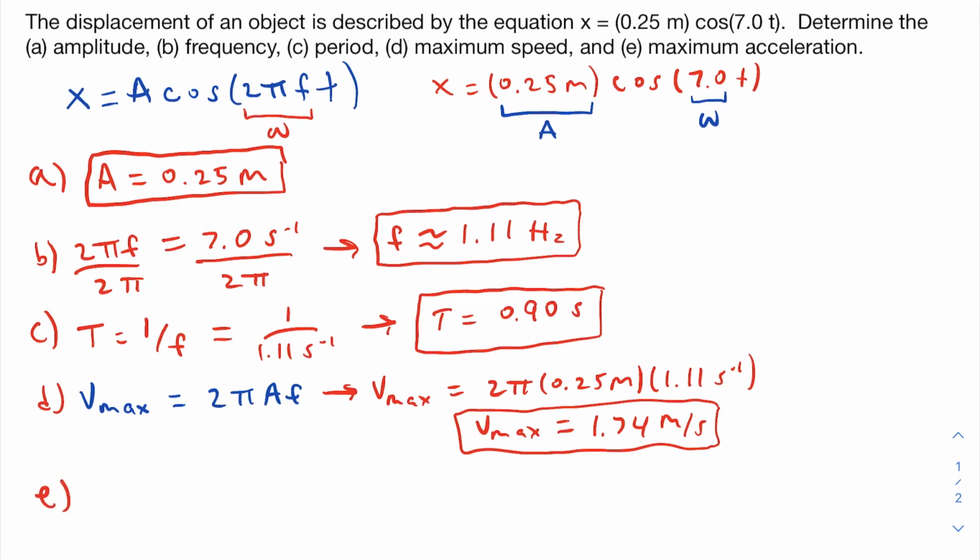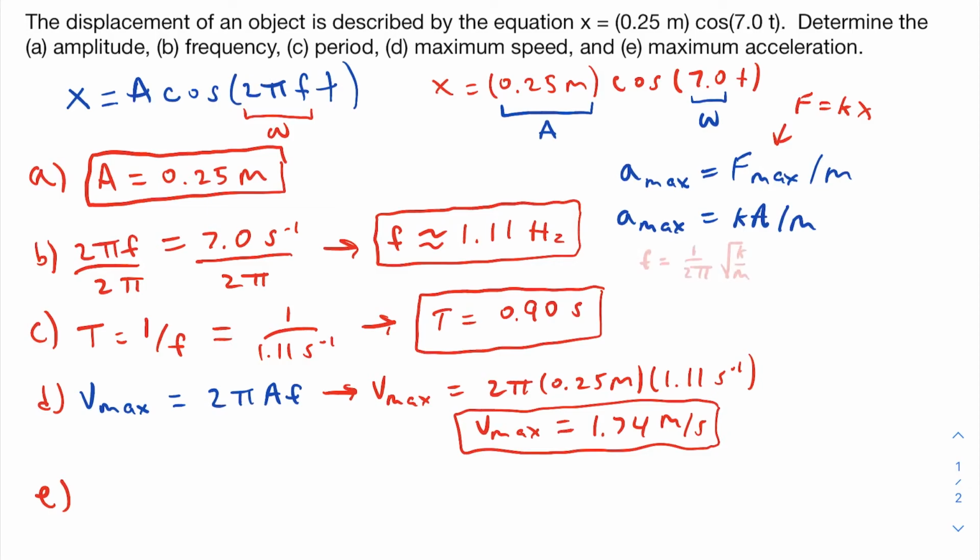From Newton's second law of motion, we can say that the maximum acceleration is equal to the maximum force divided by the mass. We know that the force will be equal to the spring force, which is the spring constant multiplied by the displacement. Because the amplitude is the maximum displacement, we can say that the maximum acceleration is equal to the spring constant multiplied by the amplitude divided by the mass.